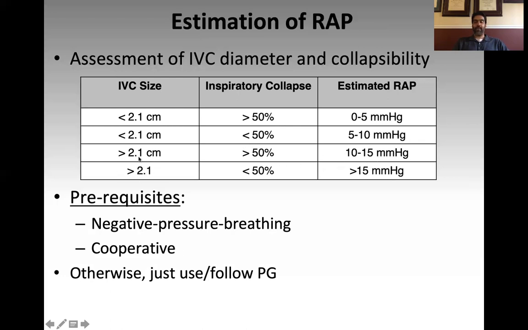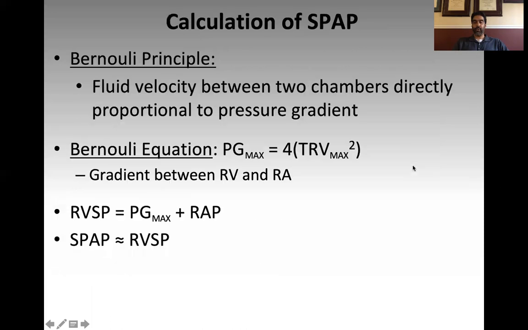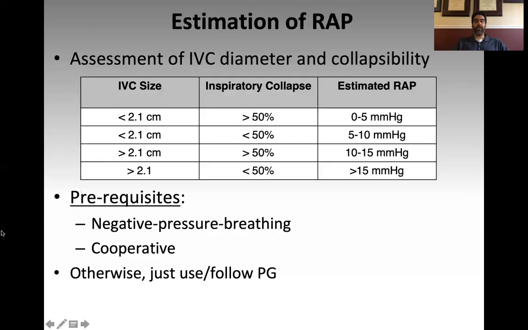If the IVC is big and doesn't collapse all that much, then the estimated right atrial pressure is high, above 15. So then you take that number and add it to your pressure gradient, and that will give you a fairly reproducible estimate of your right ventricular or PA systolic pressure.